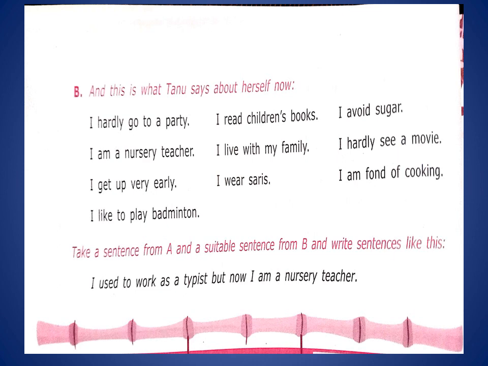Second sentence I'm going to do for you. Second sentence was, I attend a lot of parties. It was in the A. And in B, it is, I hardly go to a party. So let's make a simple sentence. I used to attend a lot of parties, but now I hardly go to a party.